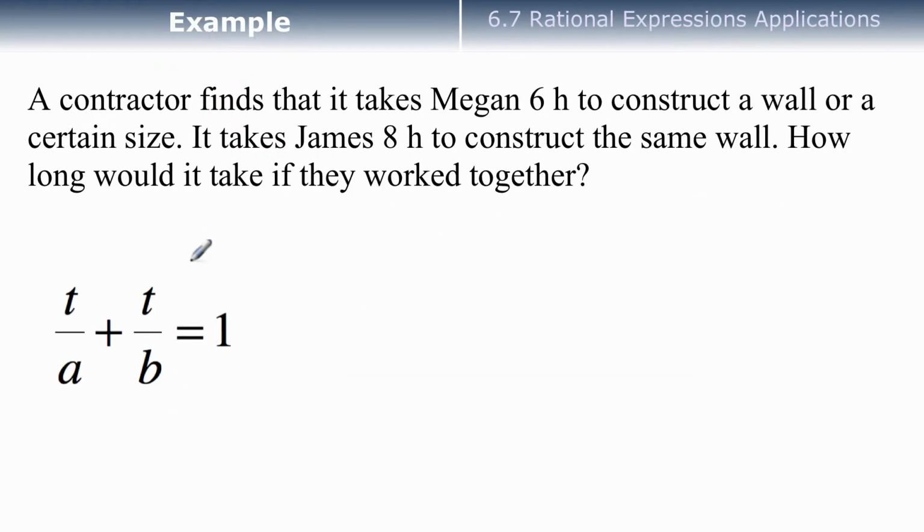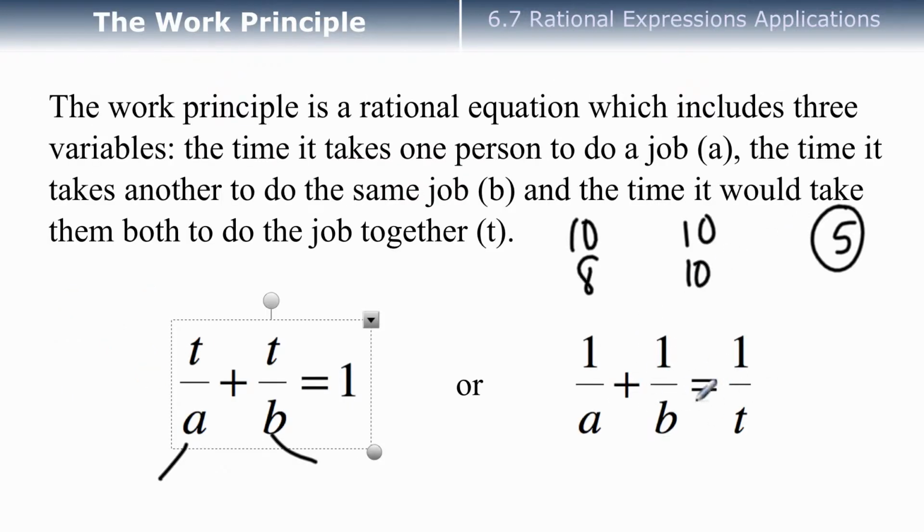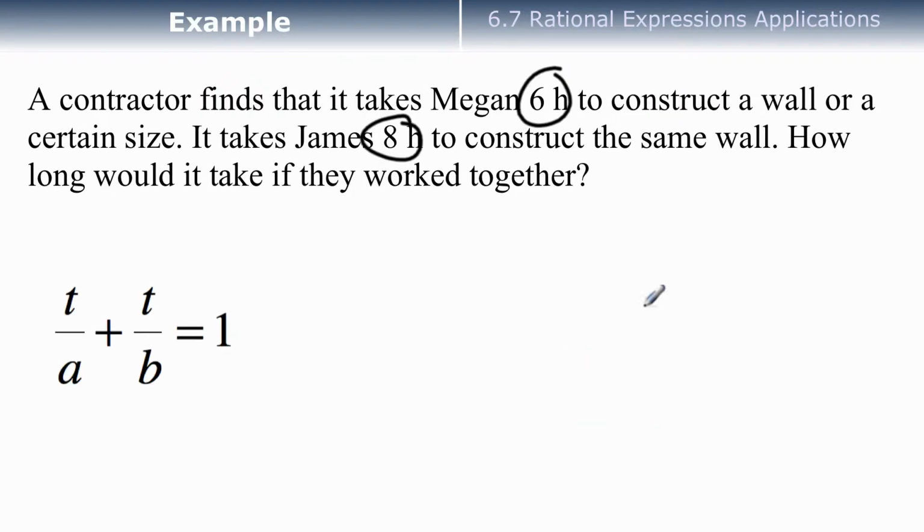So here's an example or two. A contractor finds it takes Megan 6 hours, James 8 hours. So how long would it take them if they worked together? So here's our formula. T over A plus T over B equals 1. You can also use this other formula, and they work out to be the exact same thing. So whichever formula really works for you. I've become accustomed to using this one, but either formula will work.